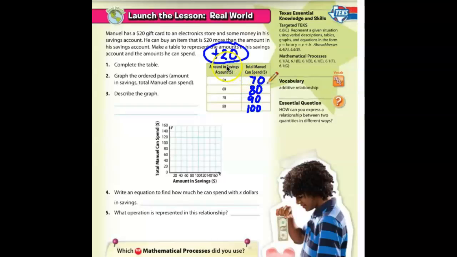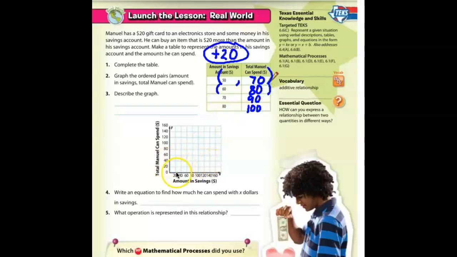So the amount in his savings account and the amount that he could totally spend. The amount in his savings account is going to be the independent variable, because depending on how much he has in his savings account, he can spend more money by $20. So that's going to change the amount that he can spend. So the x-axis is going to be the amount in his savings account. Now, if I make my little parentheses here, the x value is 50. The total amount he can spend is 70. And these are going to be the ordered pairs.